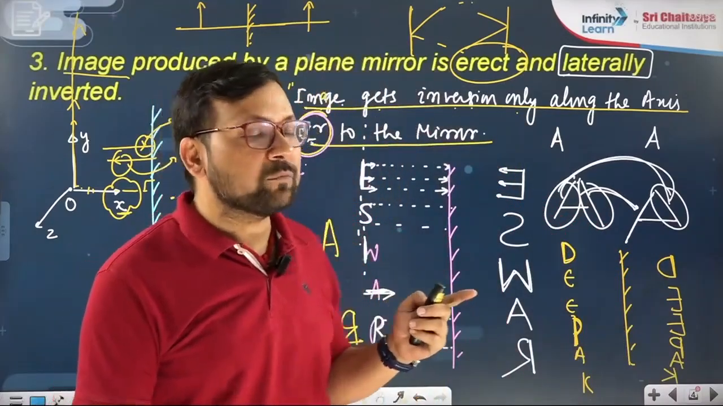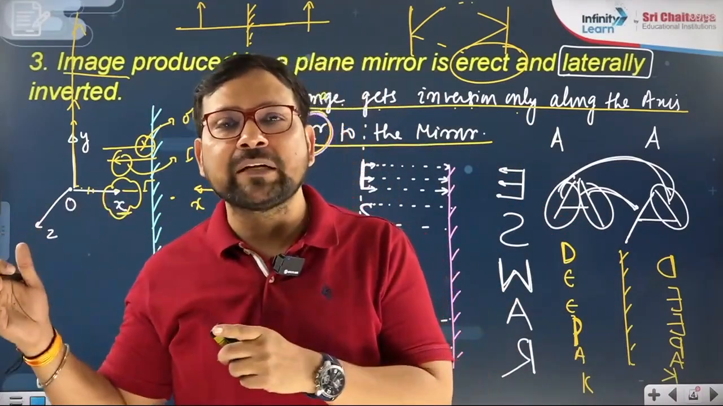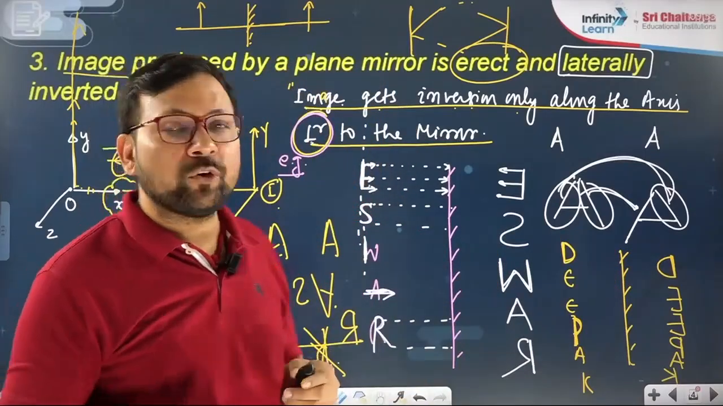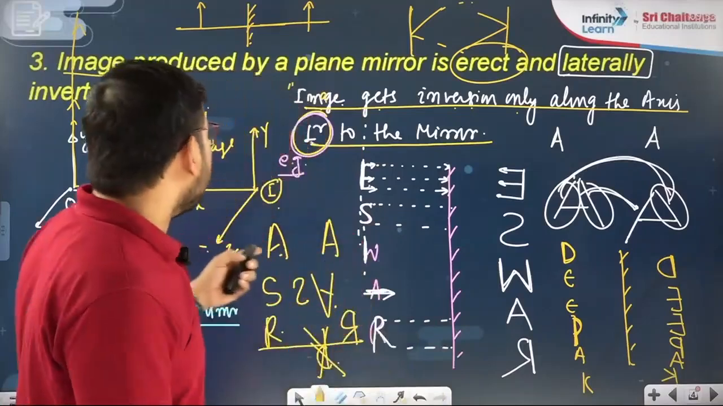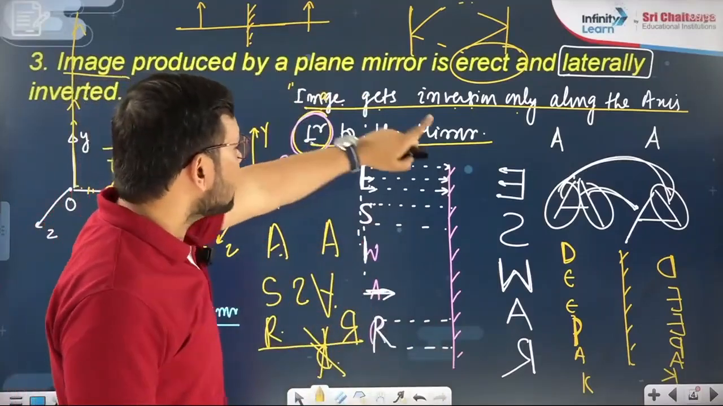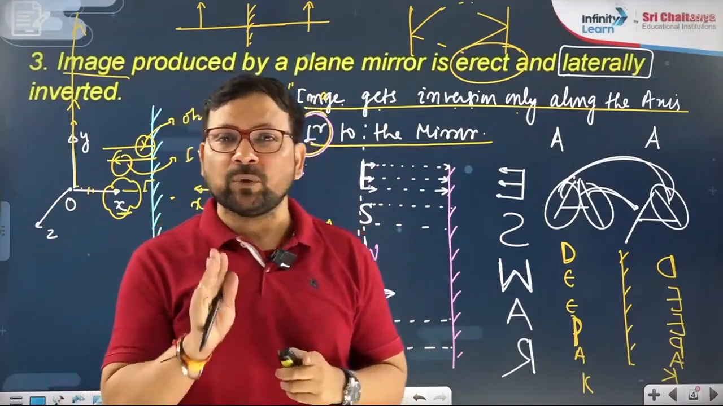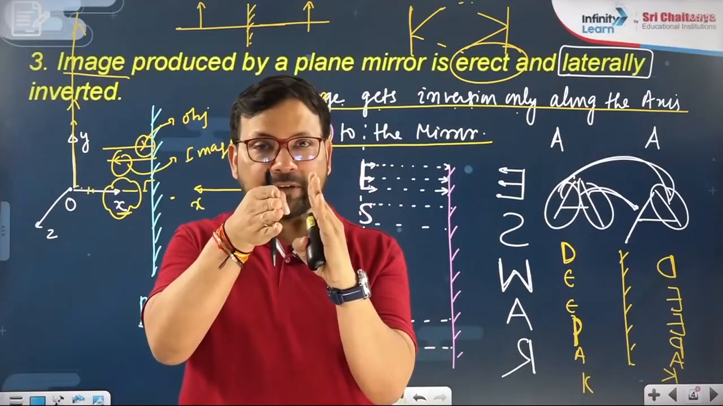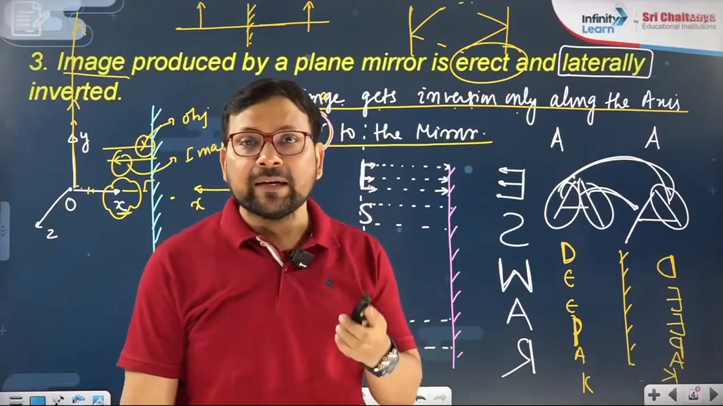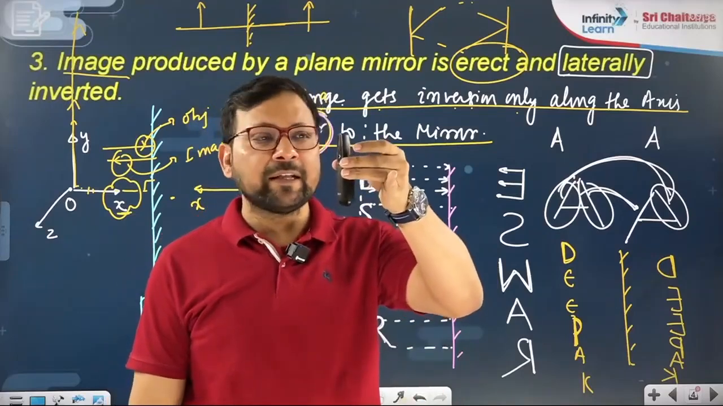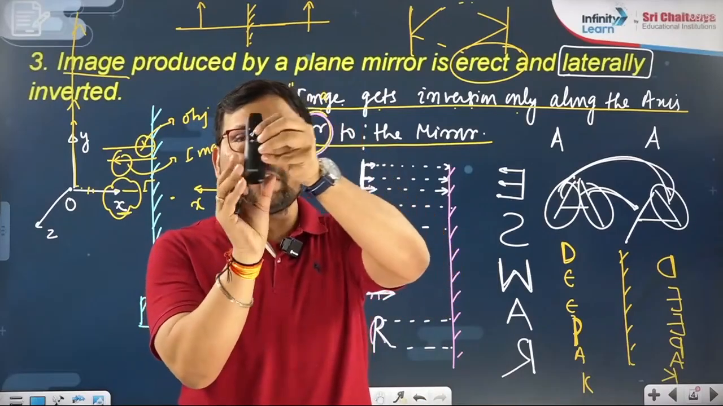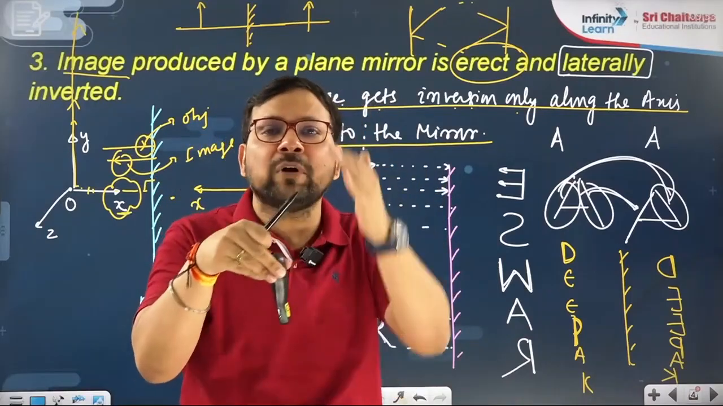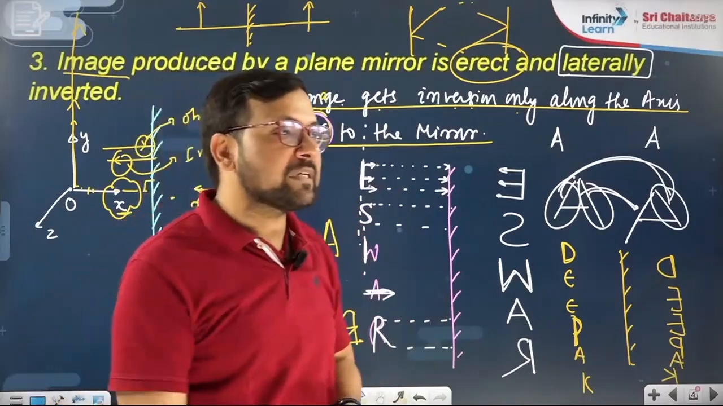Position will be the same. Already told. Position means object distance will be equal to image distance. That I already told you. The second point I also told you: nature will be opposite. The third point I told you: the image will show lateral inversion, but lateral inversion will only be along that axis which is perpendicular to the mirror. If you are parallel to the mirror, inversion will not take place. Erect means if any word, any letter, any object is like this, up, it will be inverted laterally, but it will not be going down. Vertical inversion is not possible. That means it is erect.